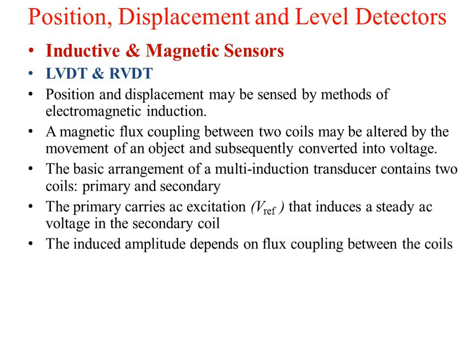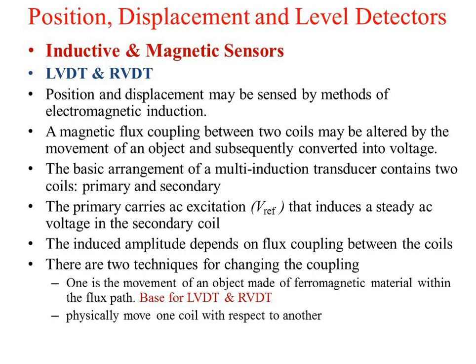So the induced amplitude depends upon the flux coupling between the two coils, that means primary coil and secondary coil. There are two techniques for changing the coupling. The movement of an object made up of ferromagnetic material within the flux path is the base for LVDT and RVDT. Physically, we will move one.